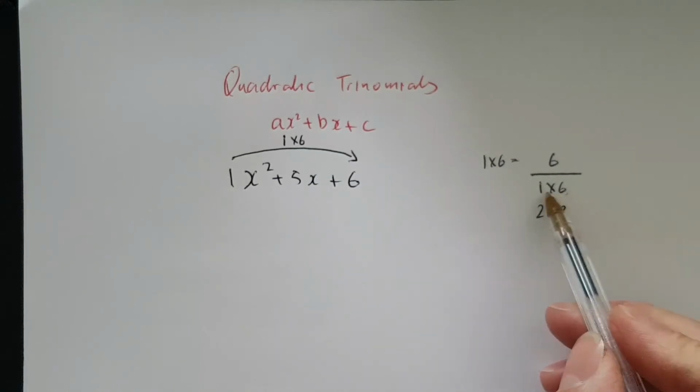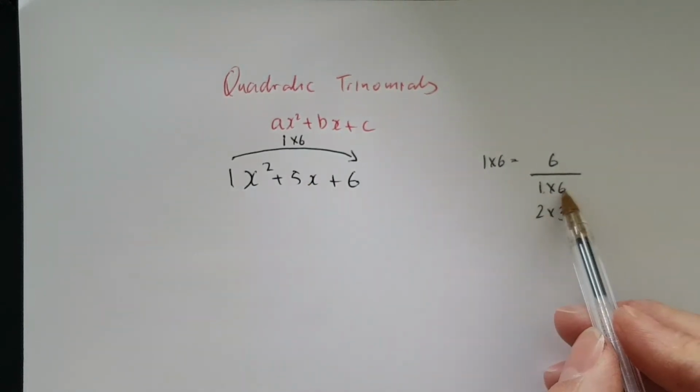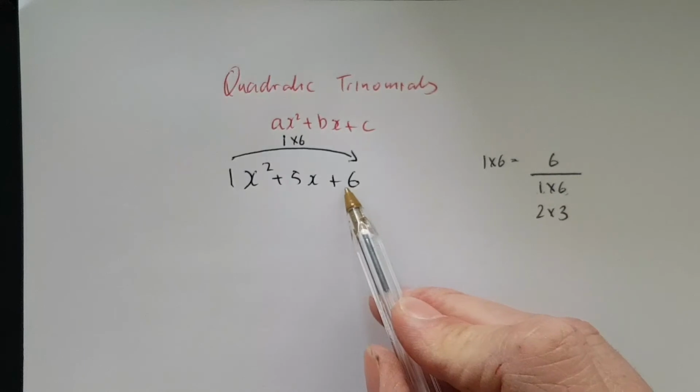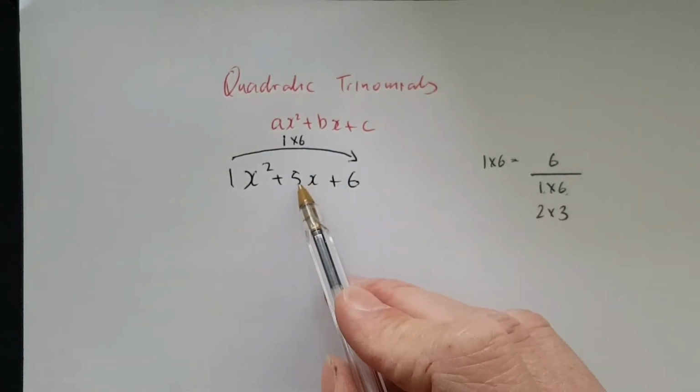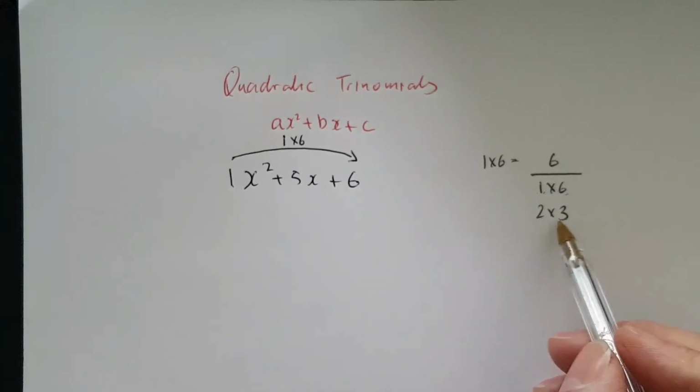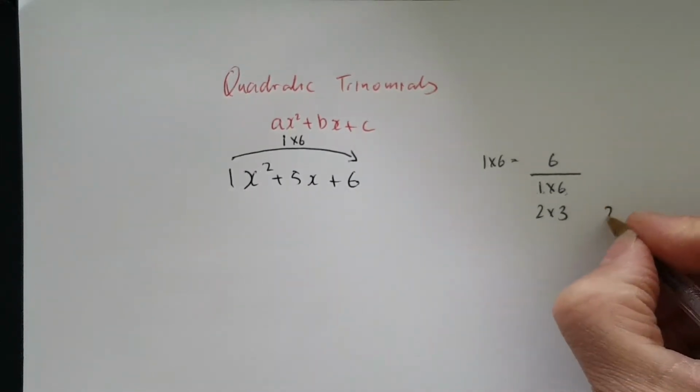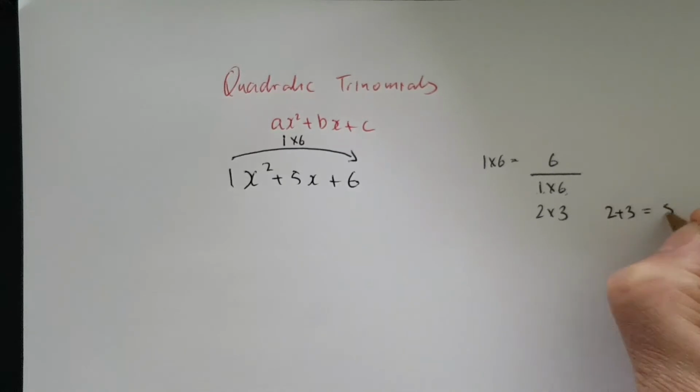Now I could say 6 minus 1 gives 5, but 6 multiplied by minus 1 would give minus 6, so that's no good to us. I could say 2 plus 3 is 5, which would be correct, and then 2 by 3 does give plus 6. So I'm going to take that. 2 plus 3 is equal to 5.